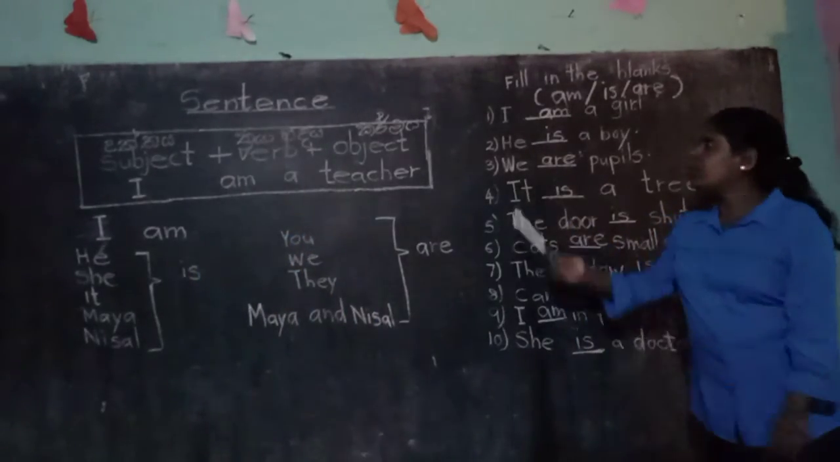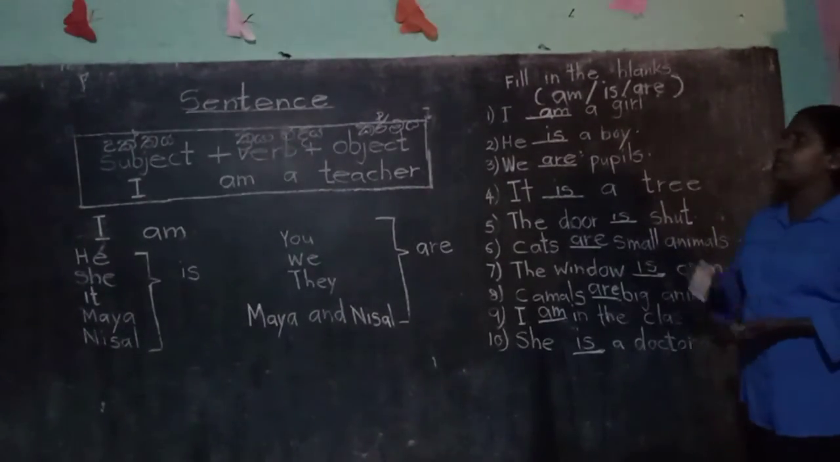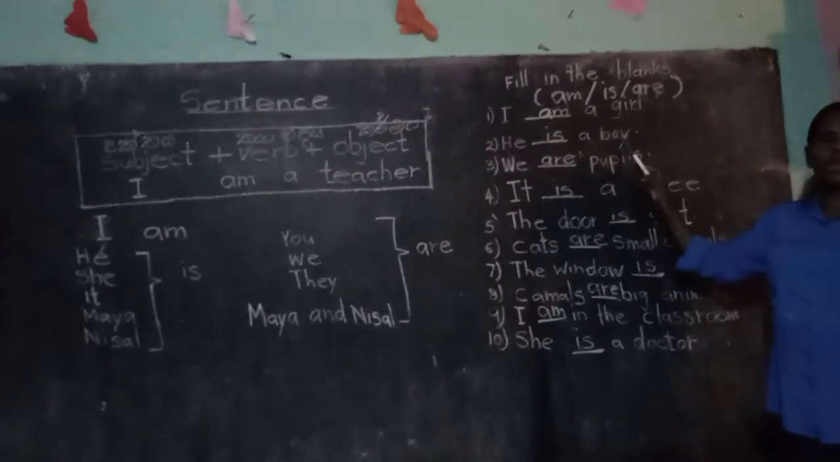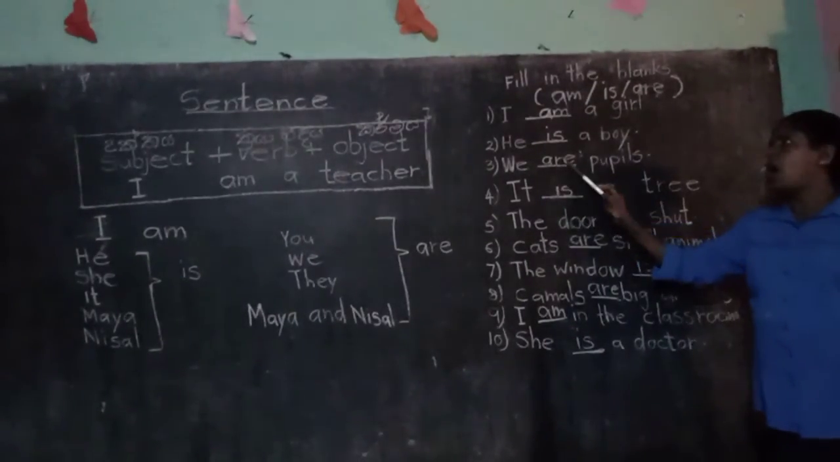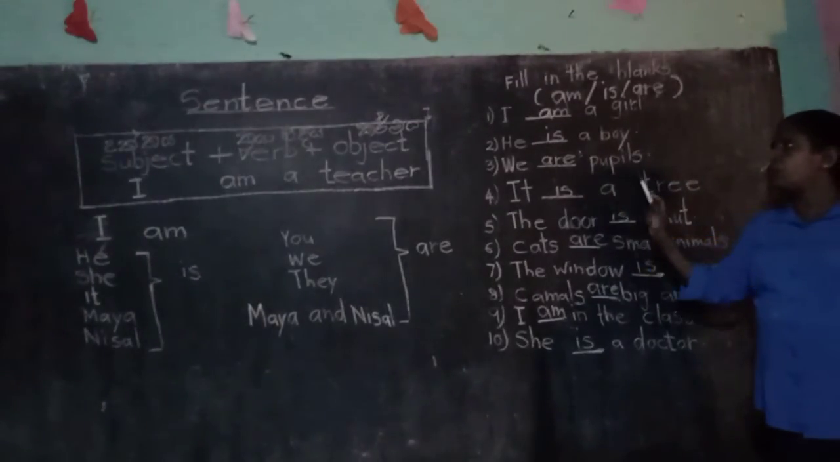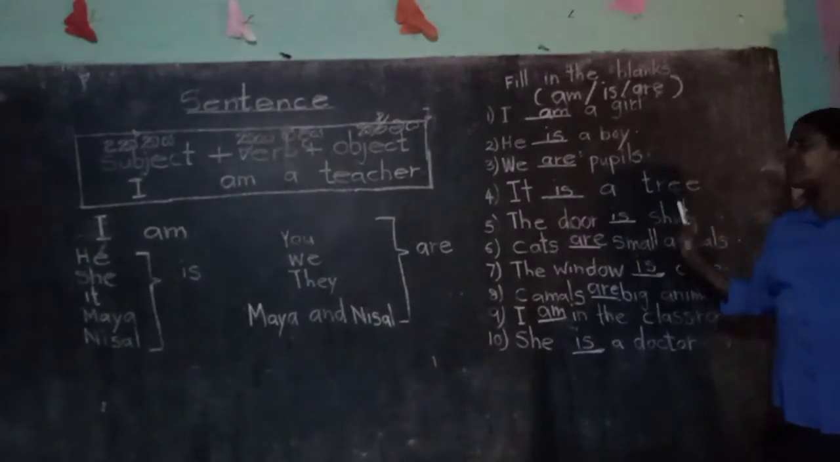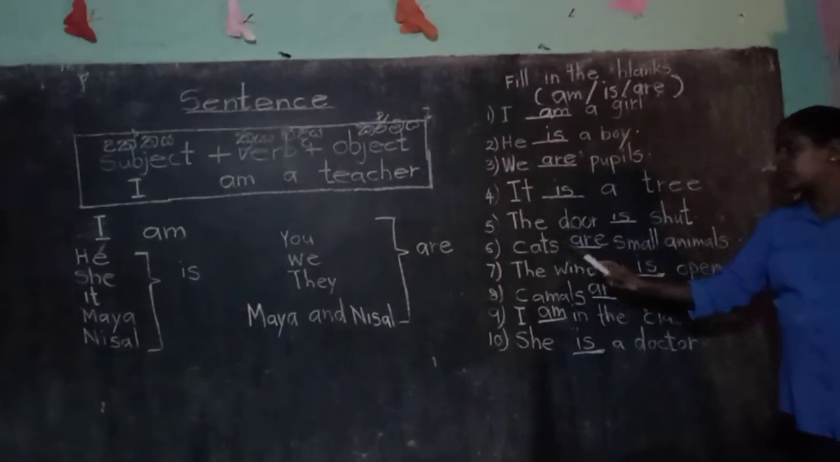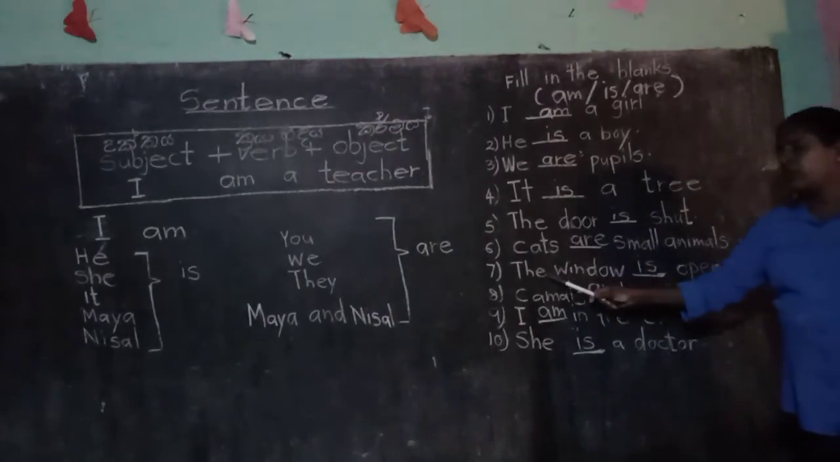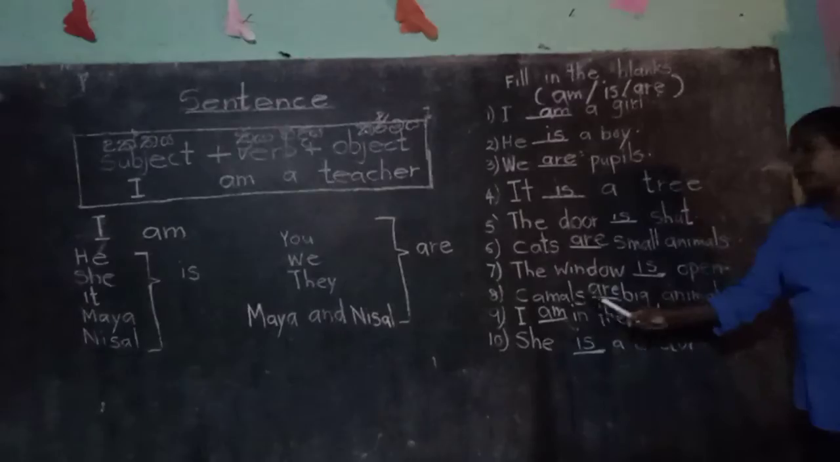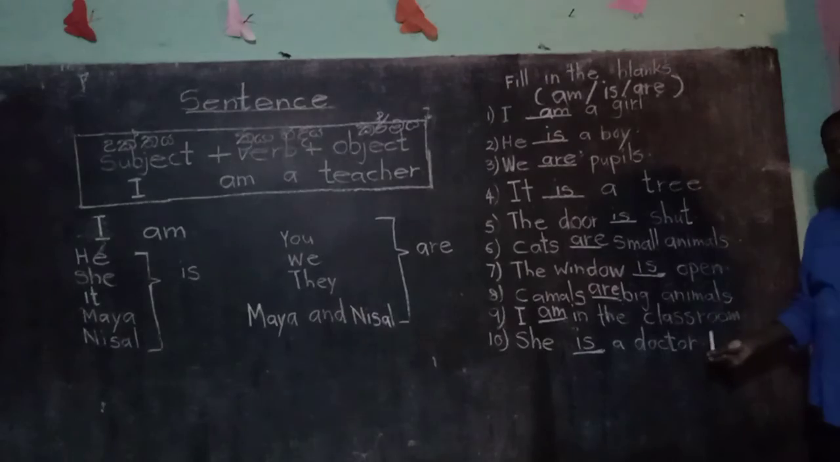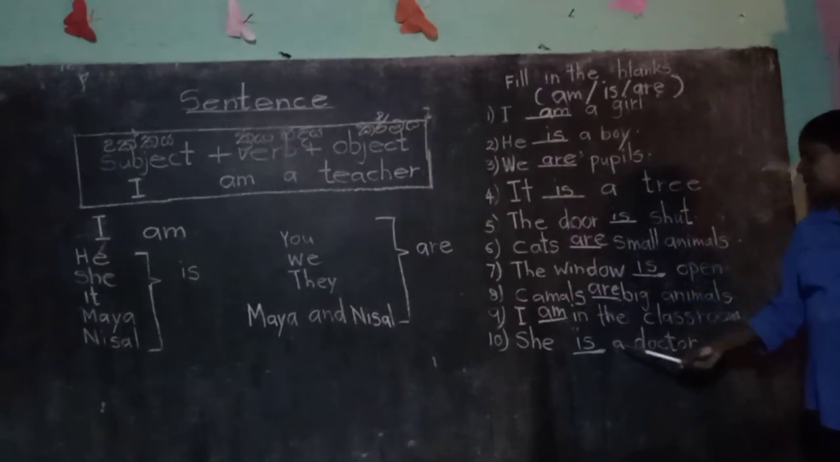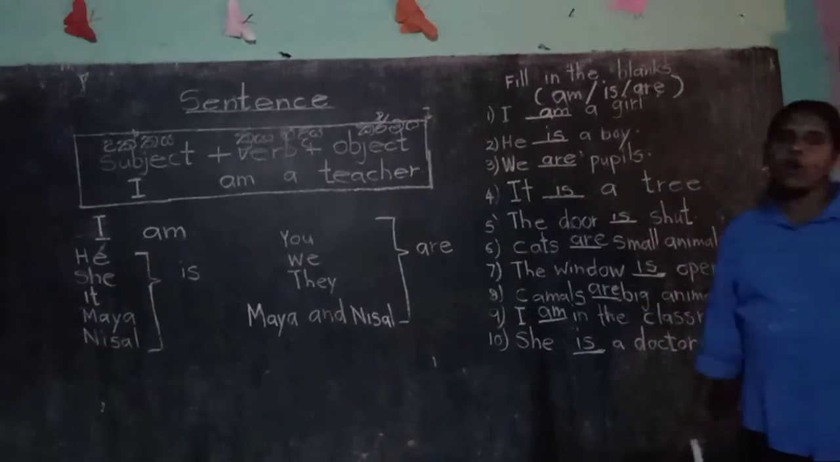Right. Now we read it again. I am a girl. He is a boy. We are pupils. It is a tree. The door is shut. Cats are small animals. The window is open. Camels are big animals. I am in the classroom. She is a doctor.